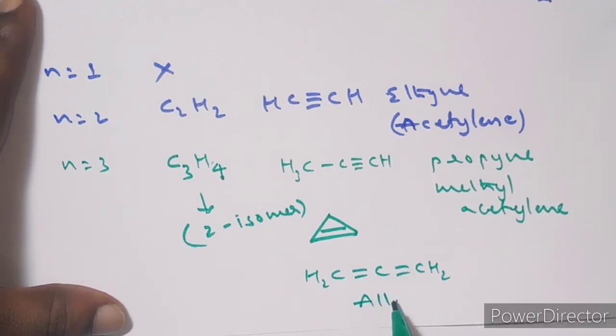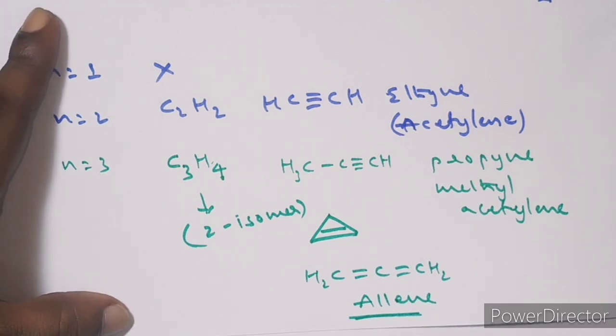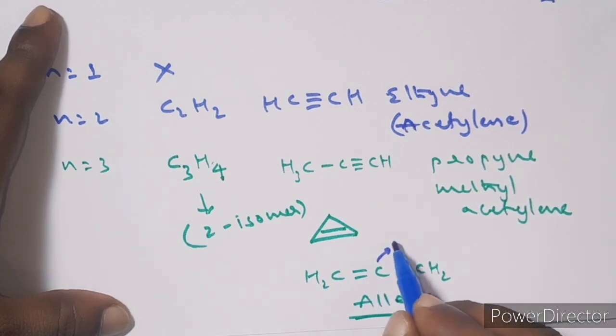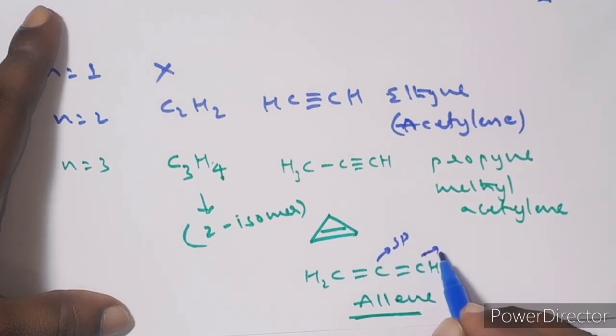This is called allene. Remember, the name of this molecule is allene or propa-1,2-diene. The IUPAC name is propa-1,2-diene, but this is allene. In the case of allene, if the two double bonds are present on the same carbon, that hybridization is sp, which is called the allene carbon, and the remaining are sp2 carbons.